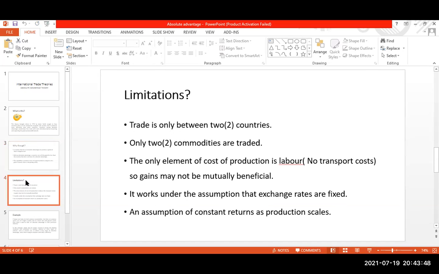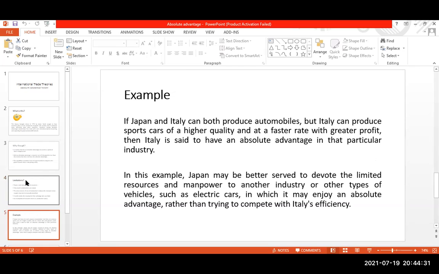The limitations. Trade is only between two countries. Only two commodities are traded. The only element of cost of production is labor. No transportation cost. So gains may not be mutually beneficial. It works under the assumption that exchange rates are fixed, and an assumption of constant returns as production scales.